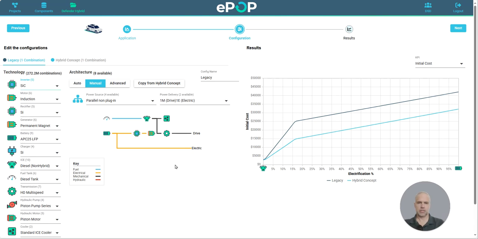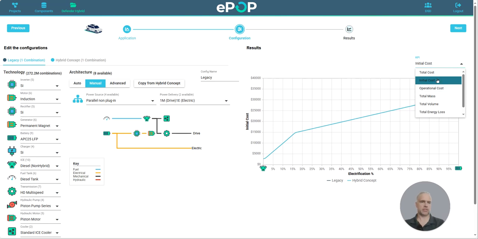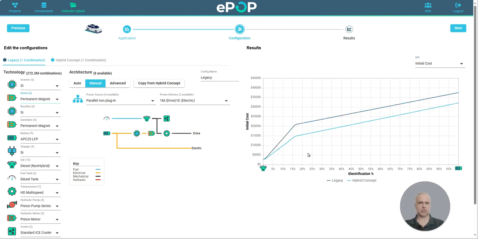So we have the configuration. This is our legacy configuration. We could see that when we did that, the initial cost increased. Now there's multiple factors you want to include in your trade-off analysis. There's initial cost, but there's operational cost, there's mass, volume, total cost. So you can see the impact of each. So similar there for this application, the initial cost, permanent magnet is a more expensive option.